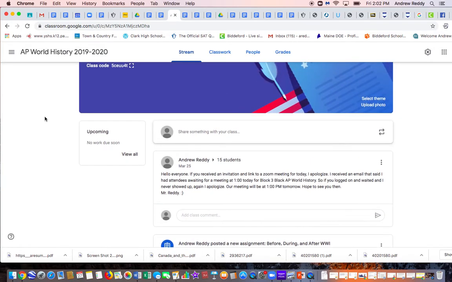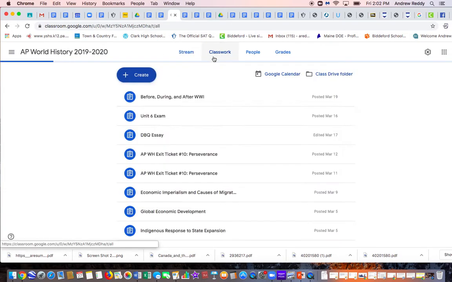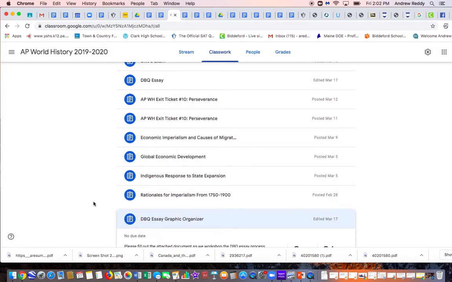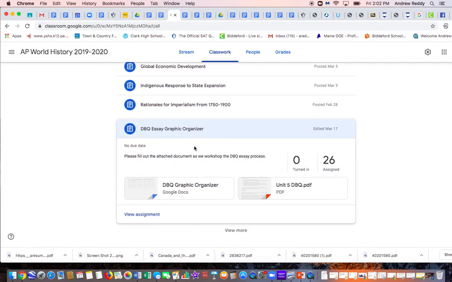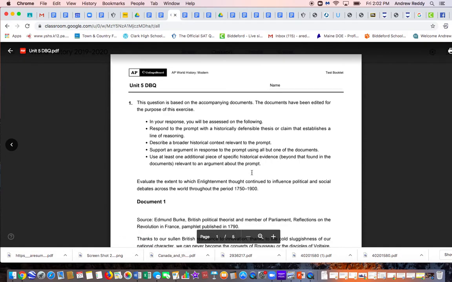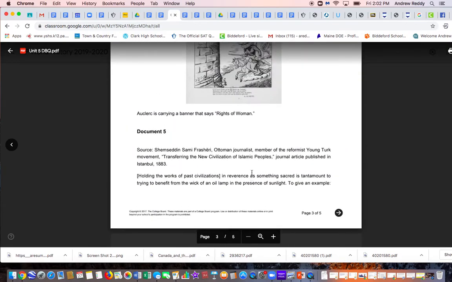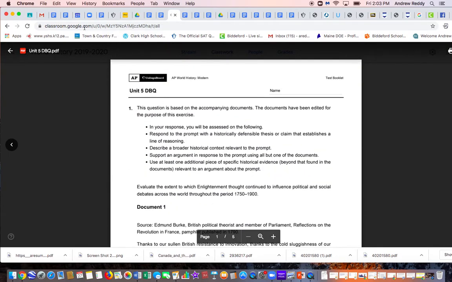If you go to classwork in Google Classroom, the first thing I want you to reintroduce yourself to is the DBQ Essay Graphic Organizer. You'll notice that I put the Unit 5 DBQ PDF into the graphic organizer. You should have your paper copies, but if you forgot them at school or have misplaced them, they are right here.